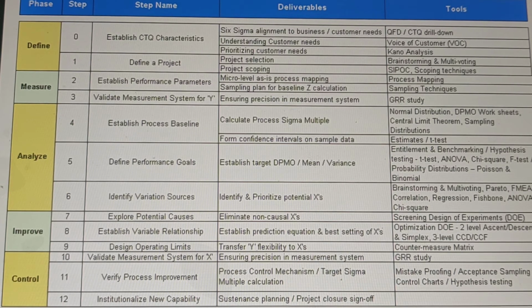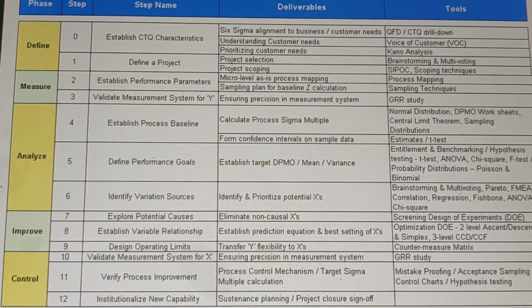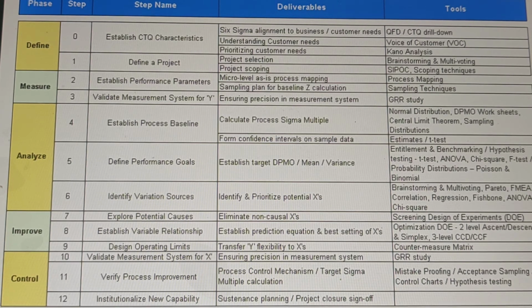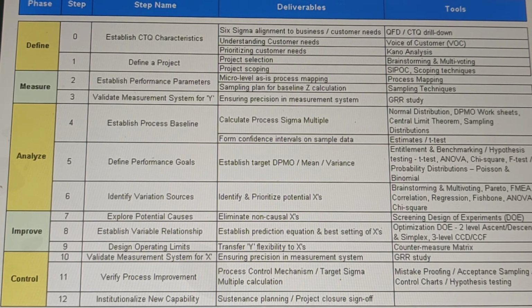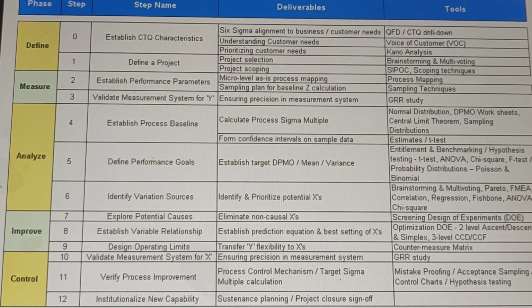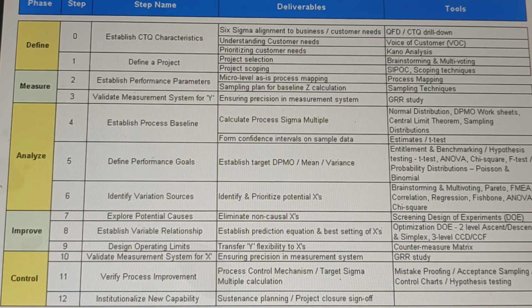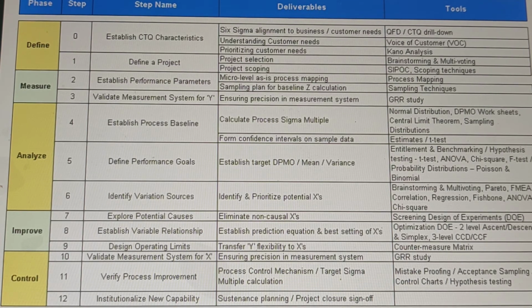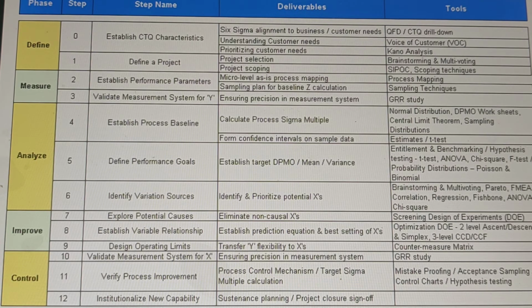In the improve phase, explore potential causes and eliminate non-causal X's. Suppose we identify 10 X's, and after regression analysis or any kind of analysis, we find that only 3 are very critical. The other 7 are not so critical for my output. So we can eliminate them because we need to focus.